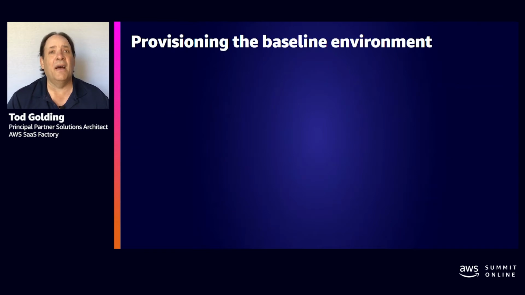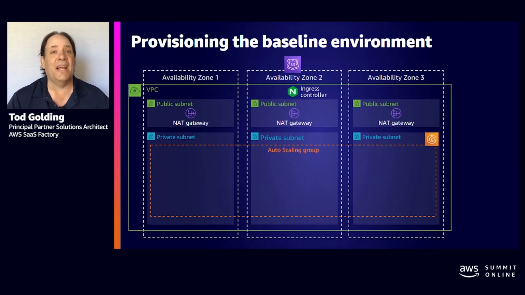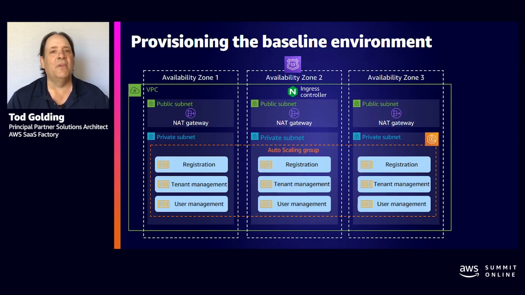Now, if we look at that environment a little more closely and say, okay, we've downloaded the EKS reference solution, we've run the installation for it, what does it actually provision for us? Well, you'll see it creates a multi-AZ VPC for you. Very much a high availability, high scalability default pattern that is really common on AWS. And then within that, you'll see that our EKS cluster and our shared services, registration, tenant management, user management, all get provisioned in this environment. Remember, these are the shared services, and these are the services we need before any tenant gets into our system.